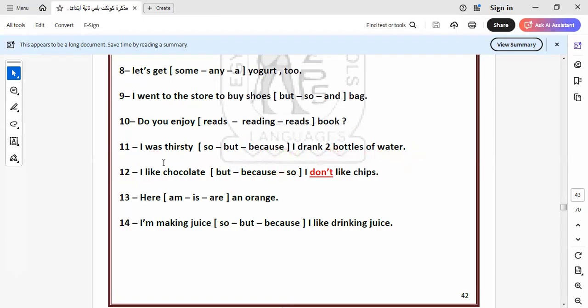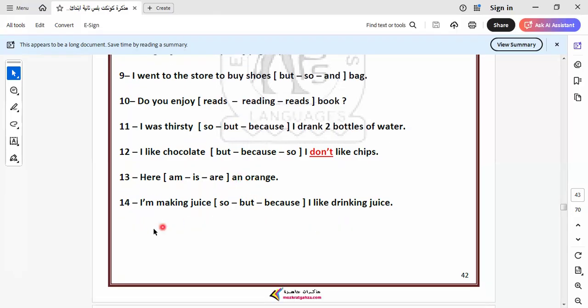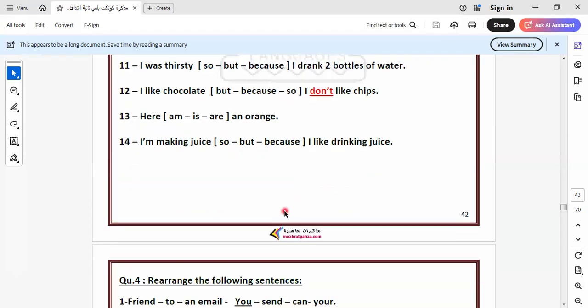So here I give the reason: I was thirsty, so I drank 2 bottles. I like chocolate but I don't like chips. Here the contrast sentence will be but. Here is an orange, because it's singular. Let's go to another one. I'm making juice because I like drinking juice.